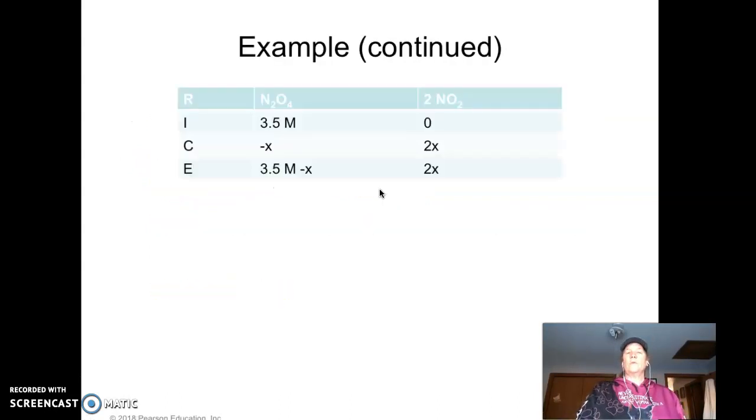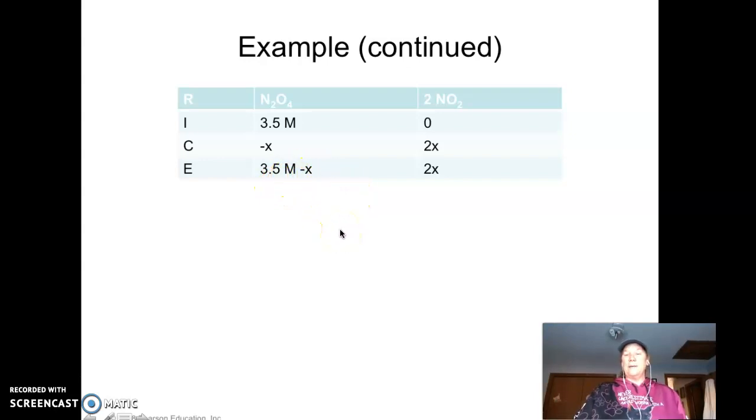So here's our RICE table. We know the original concentration is 3.5, and we know that NO2 is 0 because it's our product. We don't know what the change is, so we're just going to use X. If it's a reactant, we know it's negative X. Using stoichiometry, the product is 2X, so the change in this is going to be 2X because 0 plus that. And this one is going to be 3.5 molar minus X.